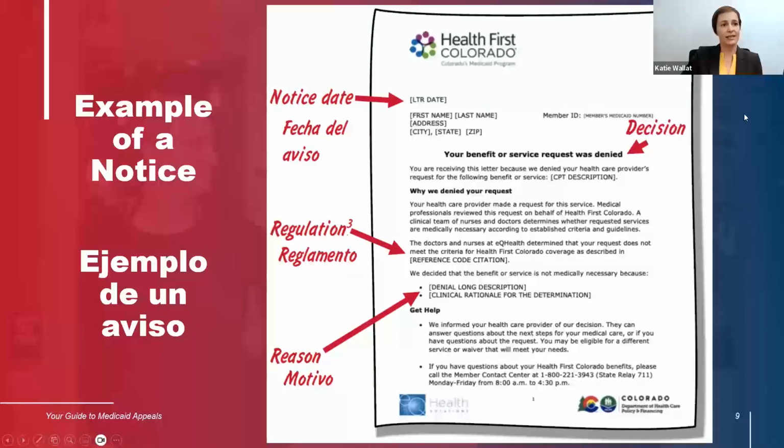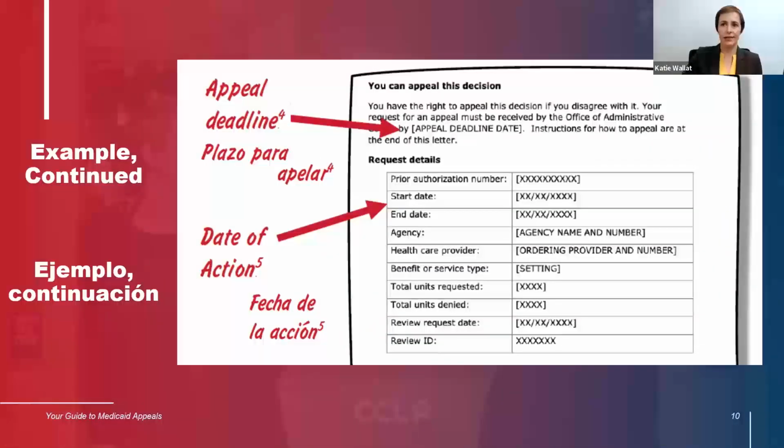So going now to the second page of this in-depth notice letter, there are two other important points that have to be included here. One is the date of action. That is the date that the decision will be in place. It's really important to note here that the date that this decision will be in place has to be at least 10 days after the date the letter was sent.